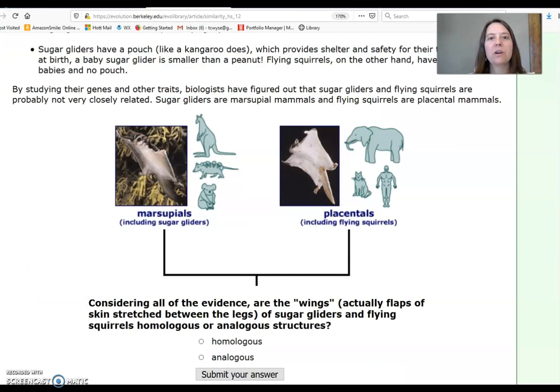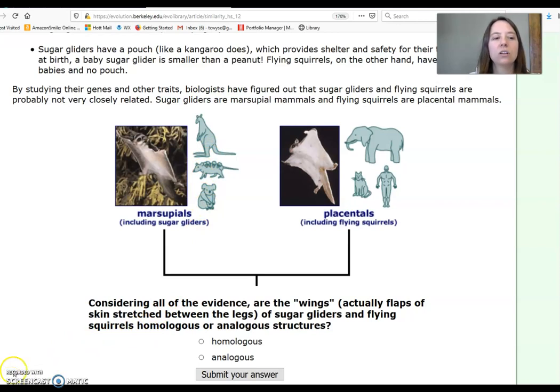Looking at a simplified view of the evolutionary history of the sugar glider versus the flying squirrel, we can see that there was a common ancestor and then it split and many of the marsupials evolved, and over here many of the placentals evolved. So a flying squirrel is more closely related to an elephant, a cat, and a human than it is a sugar glider, which is more closely related to a kangaroo, a possum, or a koala.